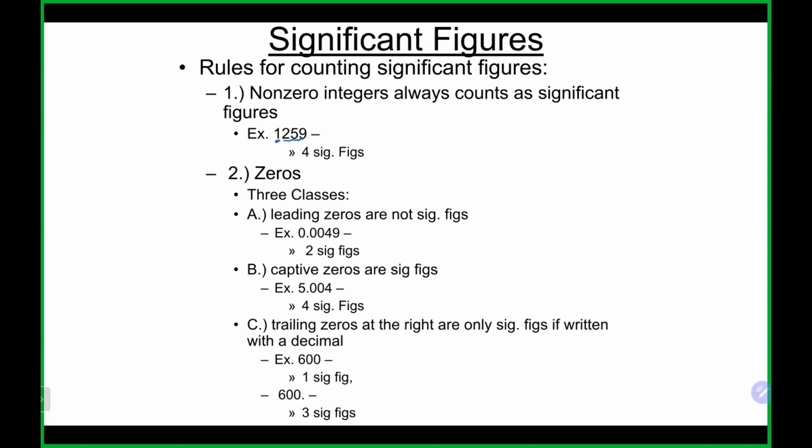The estimated digit or uncertain digit would be which one? It is the 9, yeah. So again, 4 significant figures. The last significant figure would be the uncertain or estimated digit.